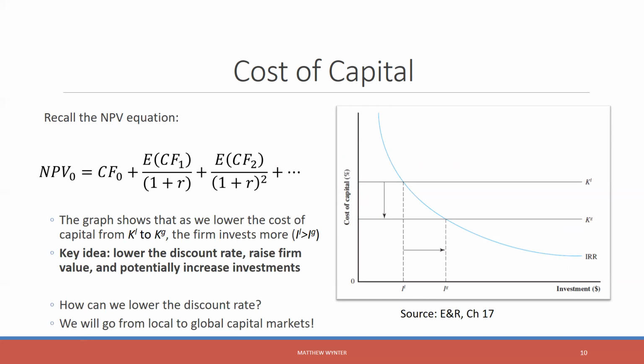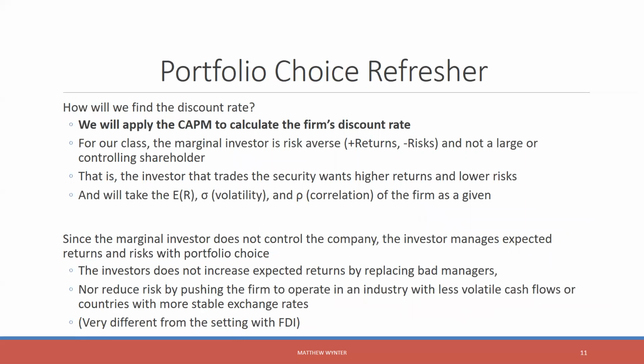And what's the key idea? If we lower the discount rate, we raise firm value because now the present value of all of these expected cash flows is higher, and we potentially increase investments. So how can we lower the discount rate? Our answer will be to go from local to global capital markets. How will we find this discount rate? We will apply the CAPM to calculate the firm's discount rate.